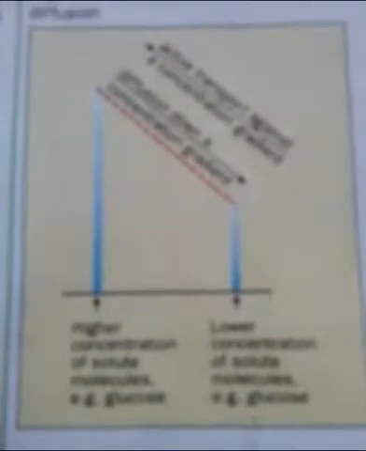There is another alternative process to diffusion and osmosis, that is active transport. Now, active transport is a process in which there is net movement of molecules from the region in which they are in lower concentration to the region in which they are in higher concentration, against the concentration gradient.